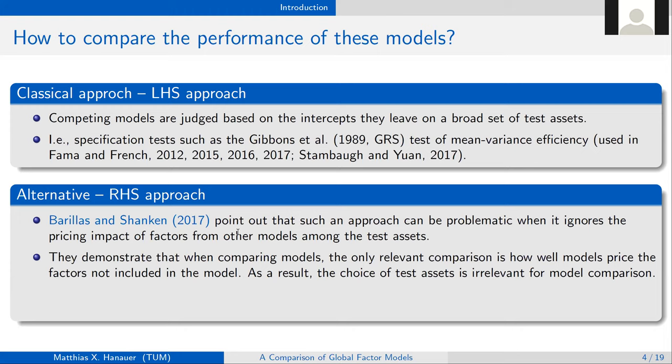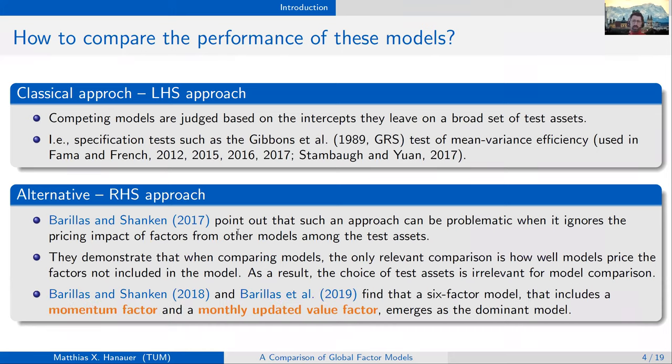And they also demonstrate mathematically that when the purpose is just comparing the performance of the models, that is, which has the highest Sharpe ratio that they can span, then the test assets are actually irrelevant, and it's just about comparing the models directly. With this theoretical motivation, they had two follow-up papers where they did the approach slightly differently. And they found that when they compare models directly, a modified Fama French six factor model that includes a timely value factor and also the added momentum factor emerges as the best model.